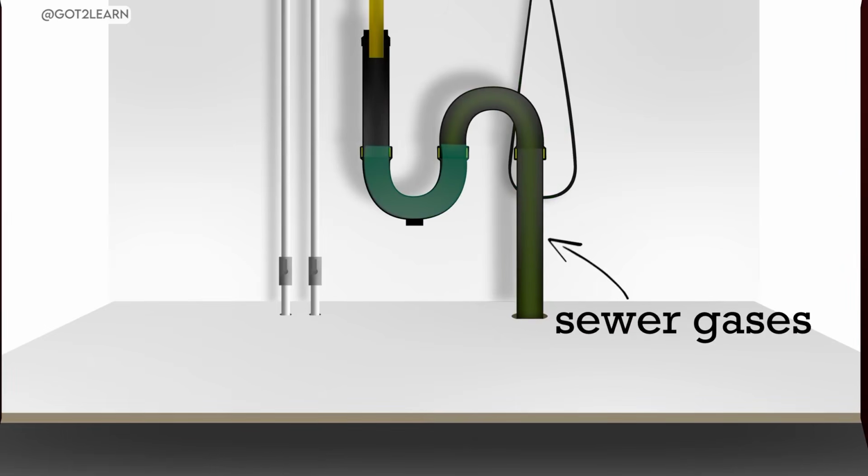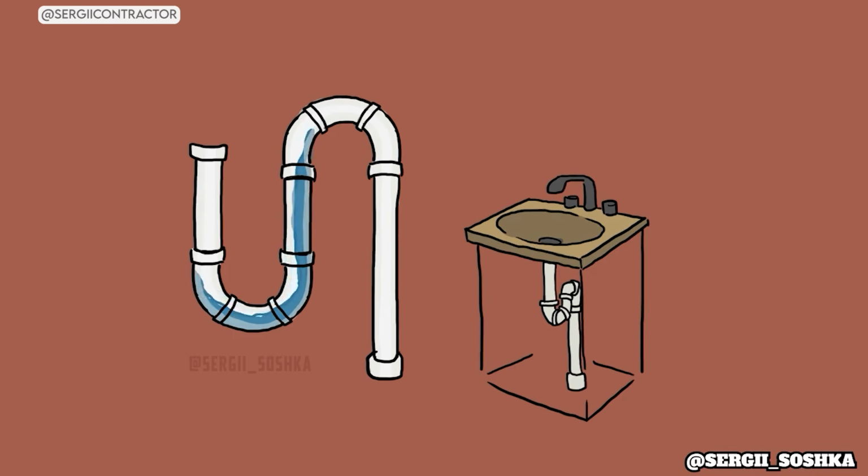The fourth danger we need to talk about is sewer gas and why it is so dangerous. Once that trap seal is gone, sewer gas has a free path into your home.